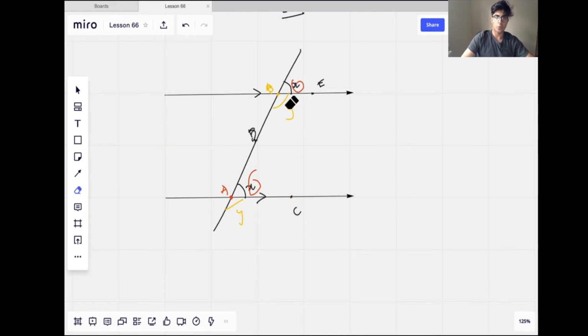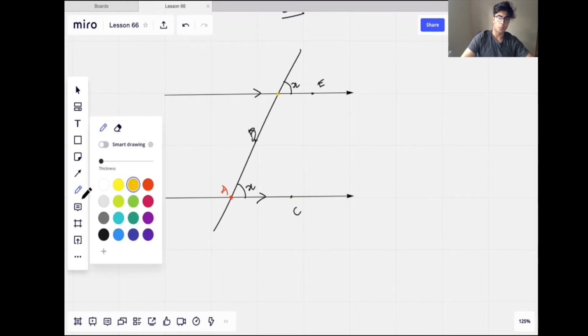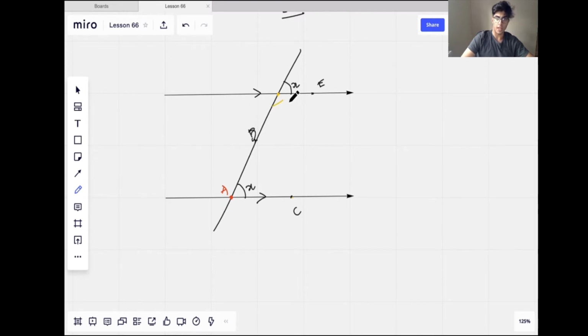So from this, we can actually establish a few other facts. If we know x and x are equal, that's true. Well, we can also think of, say, the angle here, y. And we know that x and y are both on a straight line, and angles on a straight line sum to 180. So x plus y equals 180. So y is equal to 180 minus x.